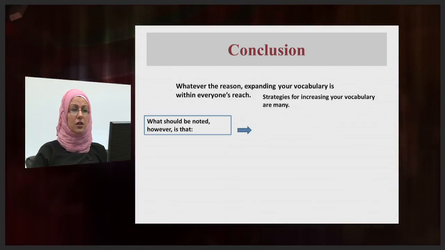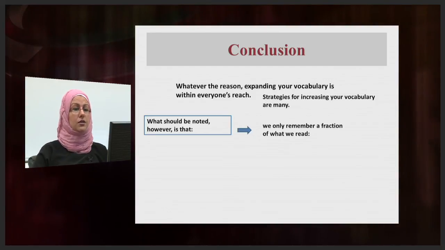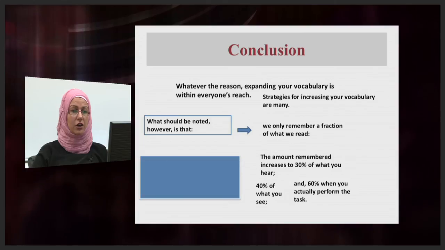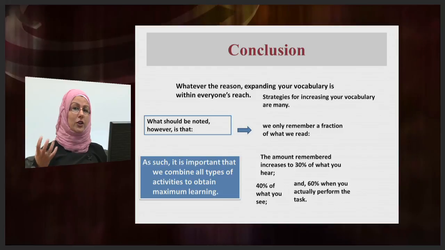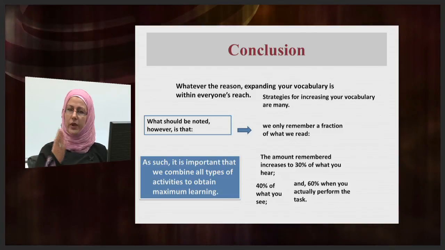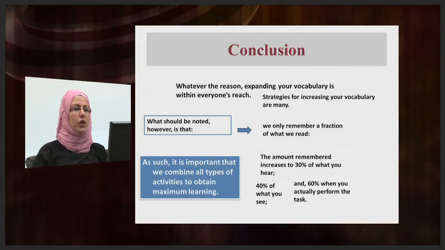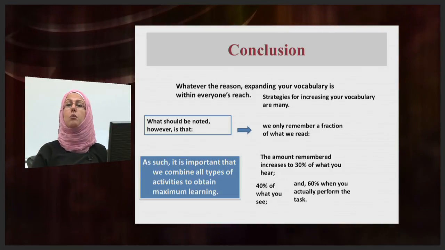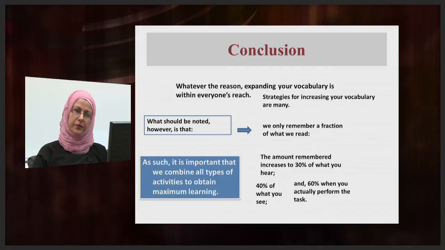But what should be noted here, however, is that we only remember a fraction of what we read, 30% of what we hear, 40% of what we see, and 60% of what we actually perform, what we actually do. Therefore, we need to interact with the words we've learned so as to remember them. We need to combine all types of activities to obtain maximum learning.